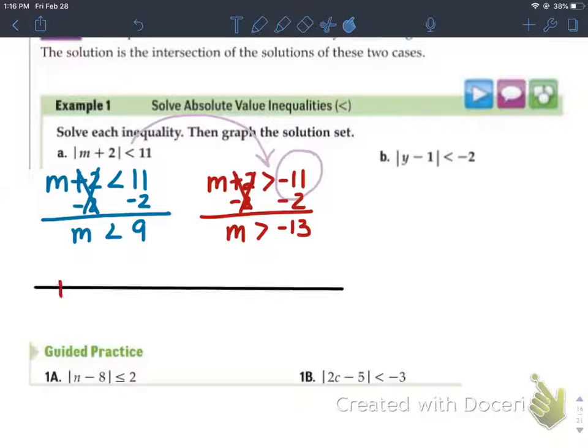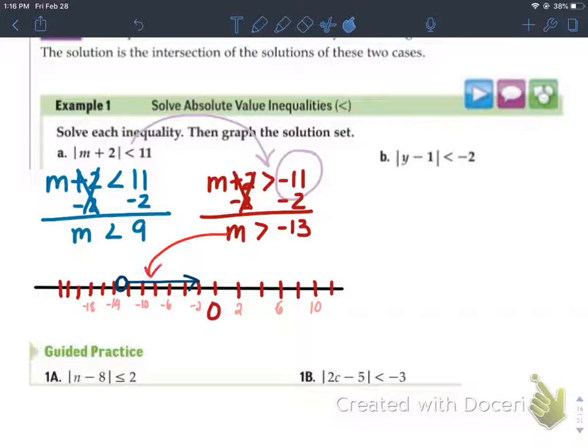It asks us to graph our solution, so I'm going to plot some points here, label them, and then I'm going to graph the first one. m is greater than negative 13. It's an open circle. Let me connect these so you see this graph. And then I graph the other one, that m is less than 9. And we see that they are going towards each other, so we need to identify where they overlap, and they're both open circles, so I leave them as open circles.